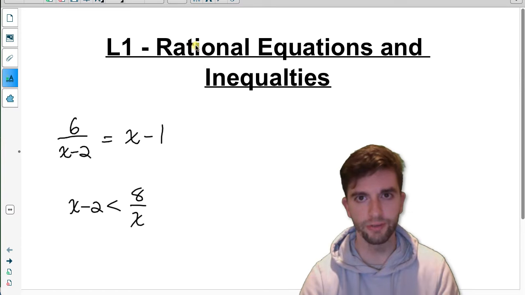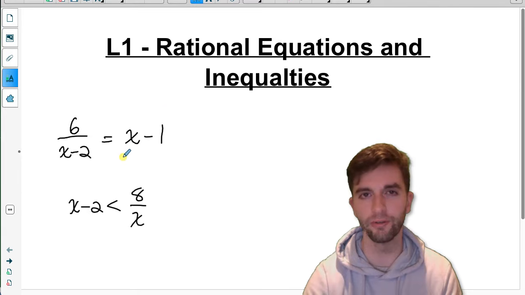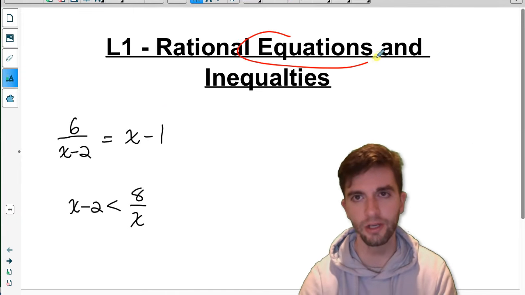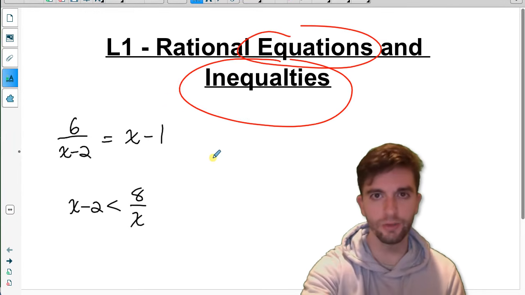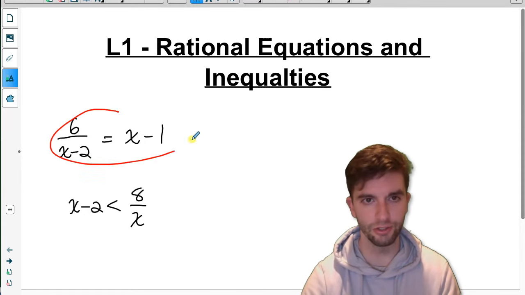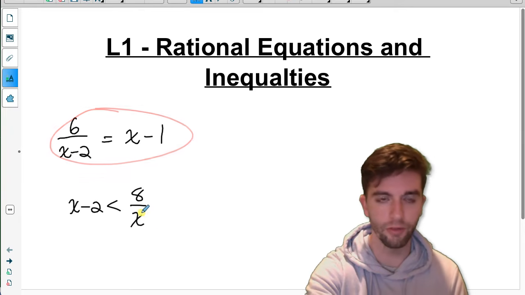This lesson is on solving rational equations and inequalities, and I'll actually split this lesson into two parts for you. First part will be on solving rational equations, and second part on solving rational inequality. So I have an example here of a rational equation that I'll solve in the first part, and an example here of a rational inequality I'll solve in the second part.